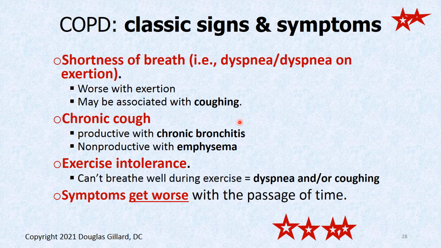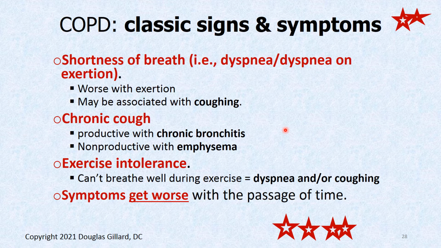Chronic cough. Chronic cough is more common in chronic bronchitis compared to emphysema, as we'll see. When you think chronic productive cough, foul-smelling sputum coming up, think chronic bronchitis. Emphysema, you can still have a chronic cough, but it's not productive, and it's usually not that big of a problem. Chronic bronchitis, C is for coughers. They cough like crazy.